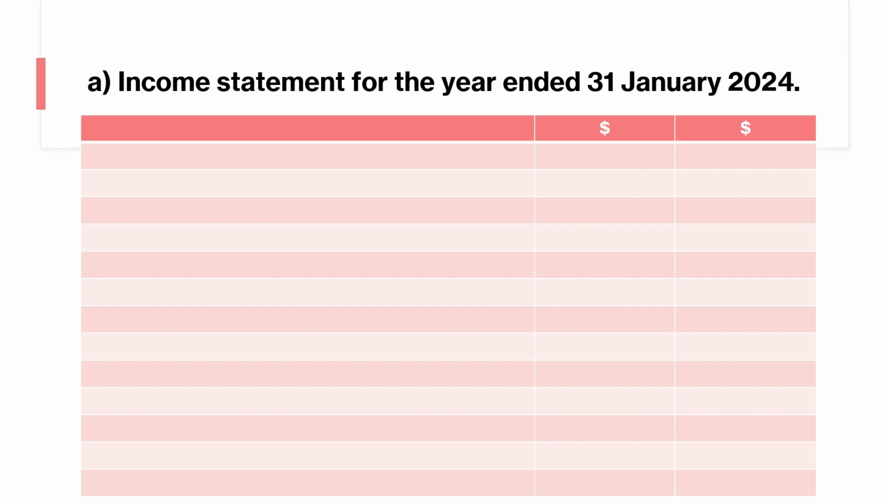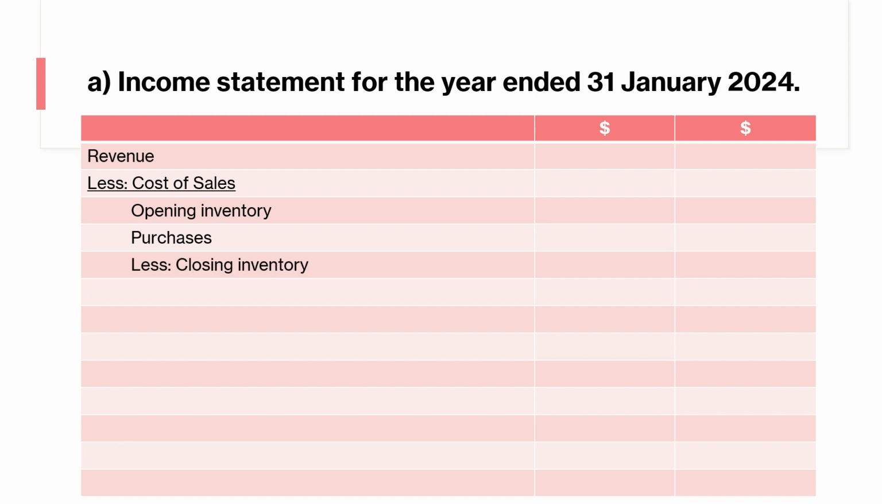First, you take the revenue, you deduct cost of sales, and under cost of sales you have some components. First, opening inventory, and you add purchases. You deduct closing inventory, then you calculate your cost of sales. So revenue minus cost of sales will give you gross profit. And you add other incomes to your gross profit, but in this question we don't have incomes. So you can straight away go to expenses. So you deduct other expenses.